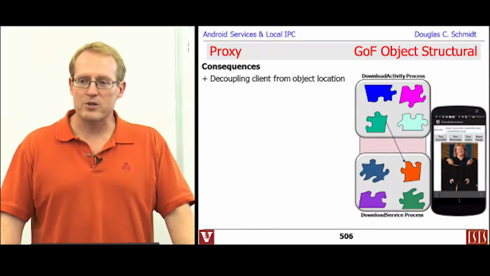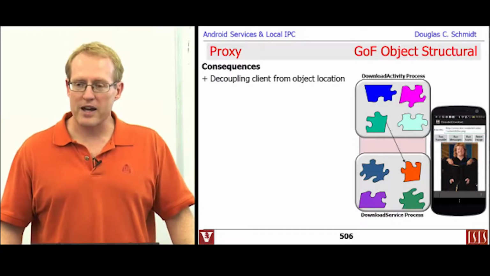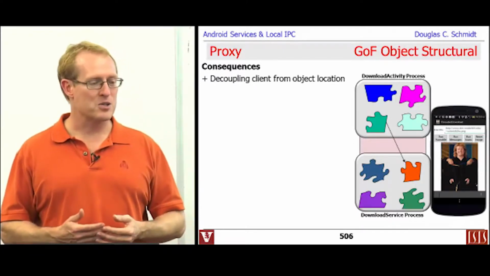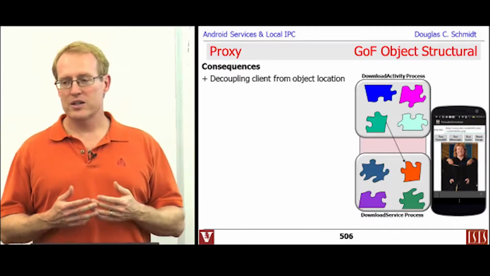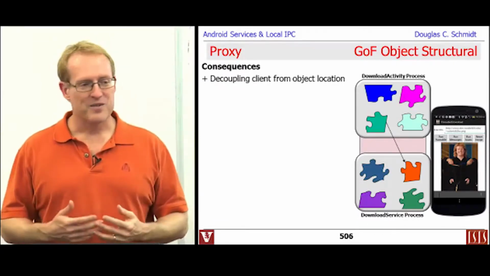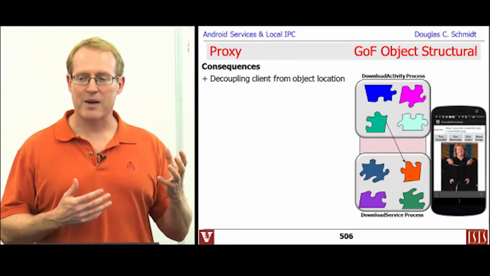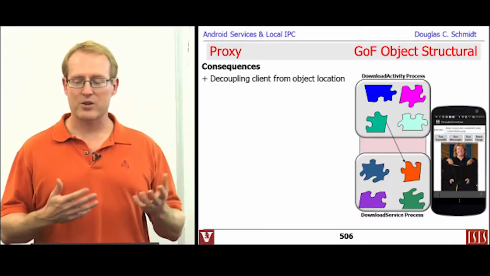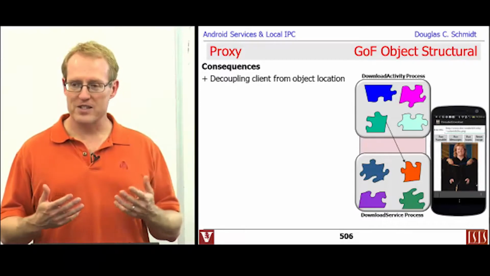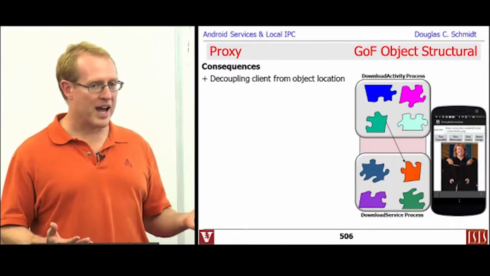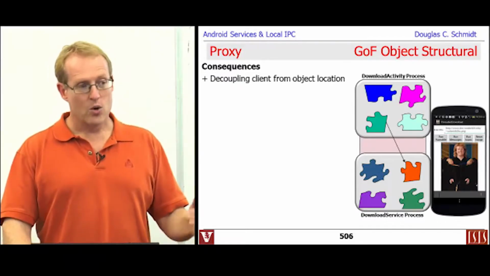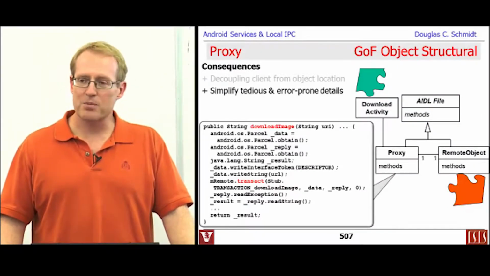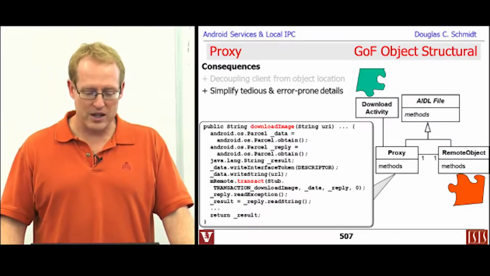So there's a number of interesting consequences of applying this pattern. One of the key ones, and why it gets used so much in distributed systems, is it allows you to, at least in theory, decouple the location of an object from the access to that object. So you can change where the object resides without changing other things. You don't have to change the interface. You don't have a lot of extra work to do on your behalf as a client application developer or as a server application developer. You could also use it to simplify tedious and error-prone details.